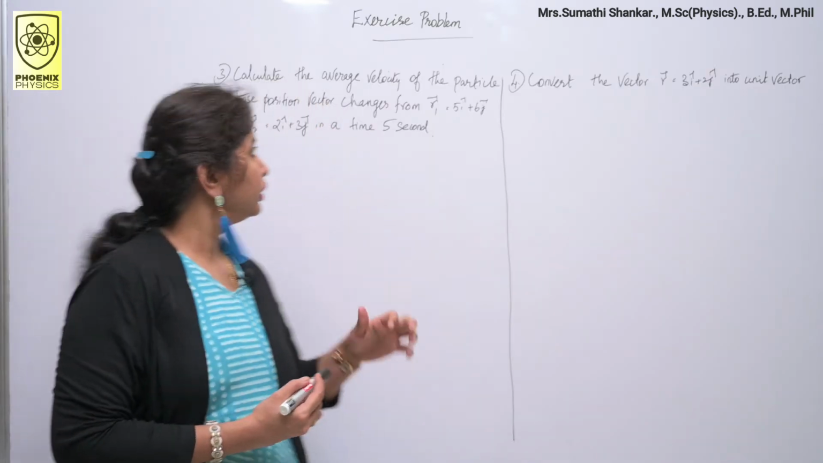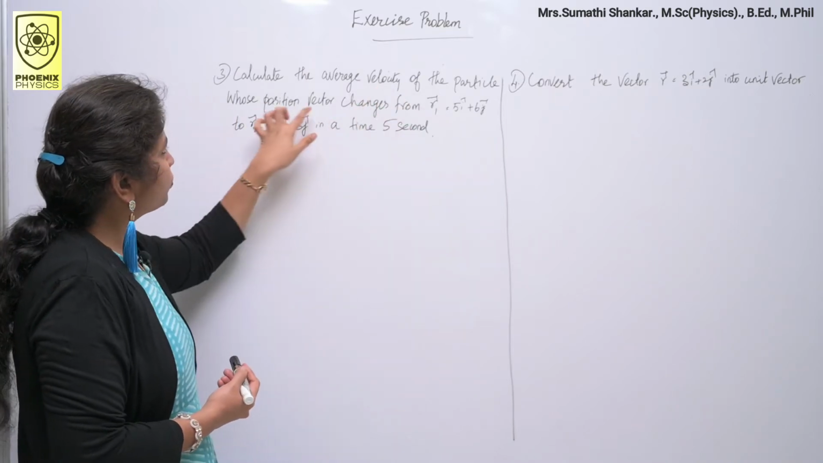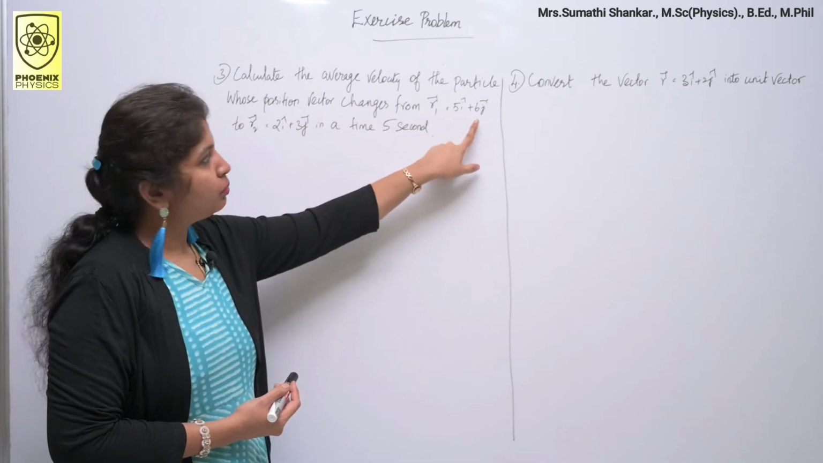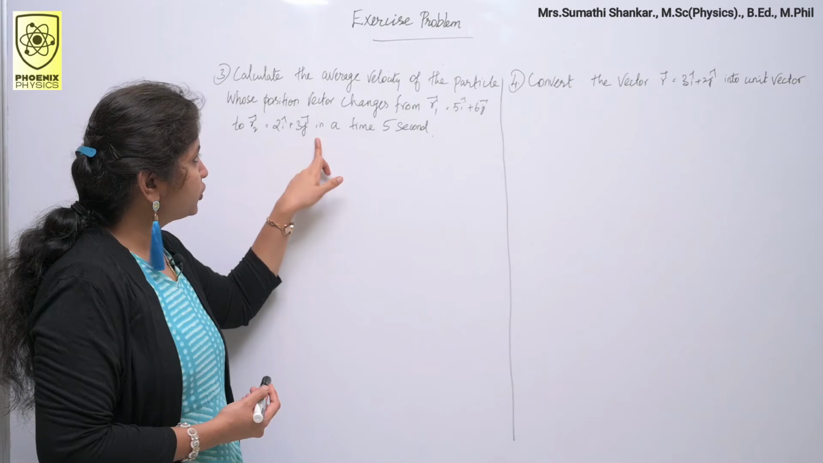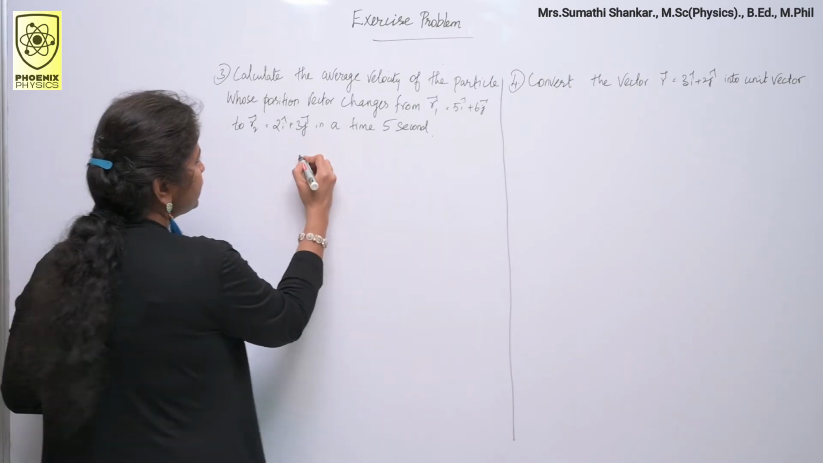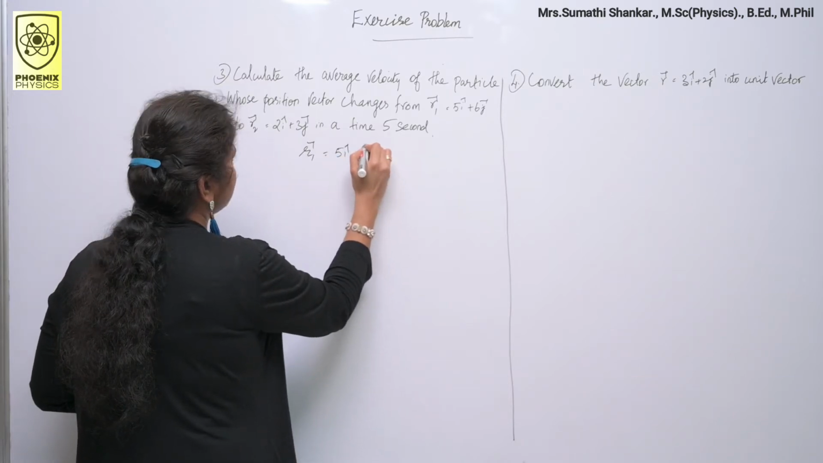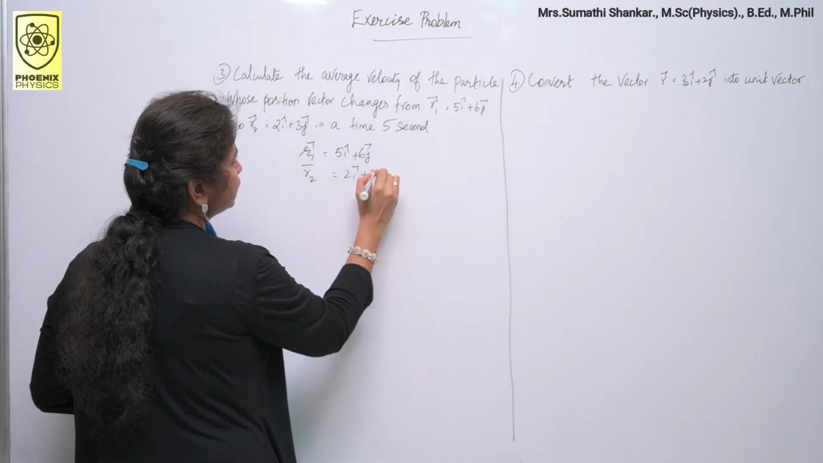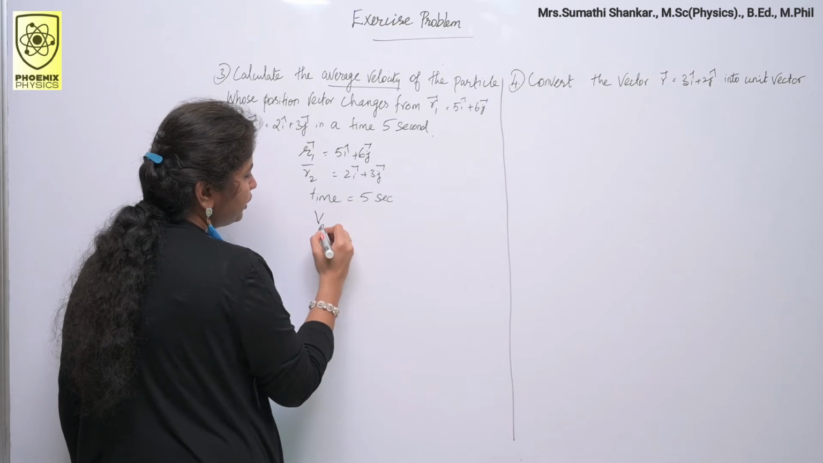Next problem: calculate the average velocity of the particle whose position vector changes from r1 equal to 5i vector plus 6j vector to r2 vector equal to 2i vector plus 3j vector in a time of 5 seconds. What is given? r1 is given, r1 is equal to 5i vector plus 6j vector. r2 is given, that is 2i vector plus 3j vector. Time is 5 seconds.